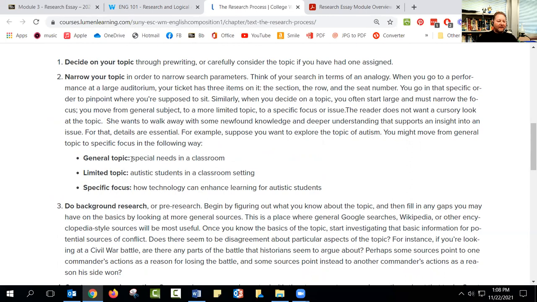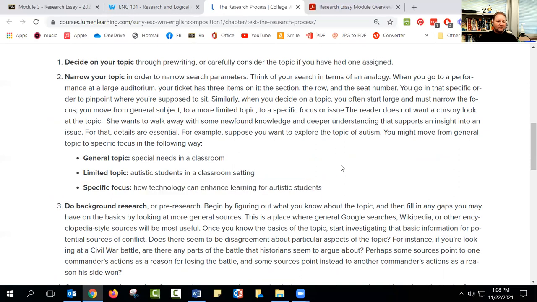So you have a general topic, special needs in a classroom in terms of autism, right? A little more limited, autistic students in a classroom setting. More specific, how technology can enhance learning for autistic students. Oh, okay. That's manageable in a 6-page paper, right? Because now you can just read and do a bunch of research about specifically how technology can improve learning for autistic students, right?